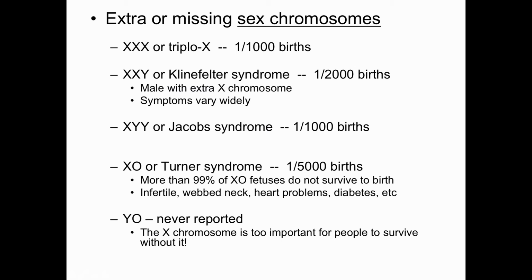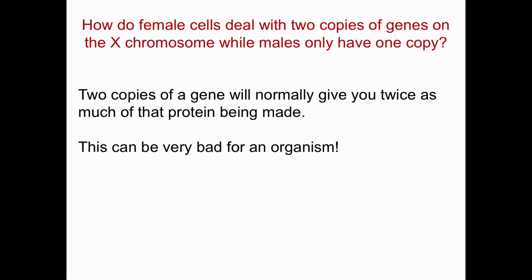And then finally, we have just a Y with no X, and that doesn't happen because it's incompatible with life. There are too many important genes on the X to survive that. So that's something that's not compatible with life. So those are some examples of sex chromosome abnormalities.